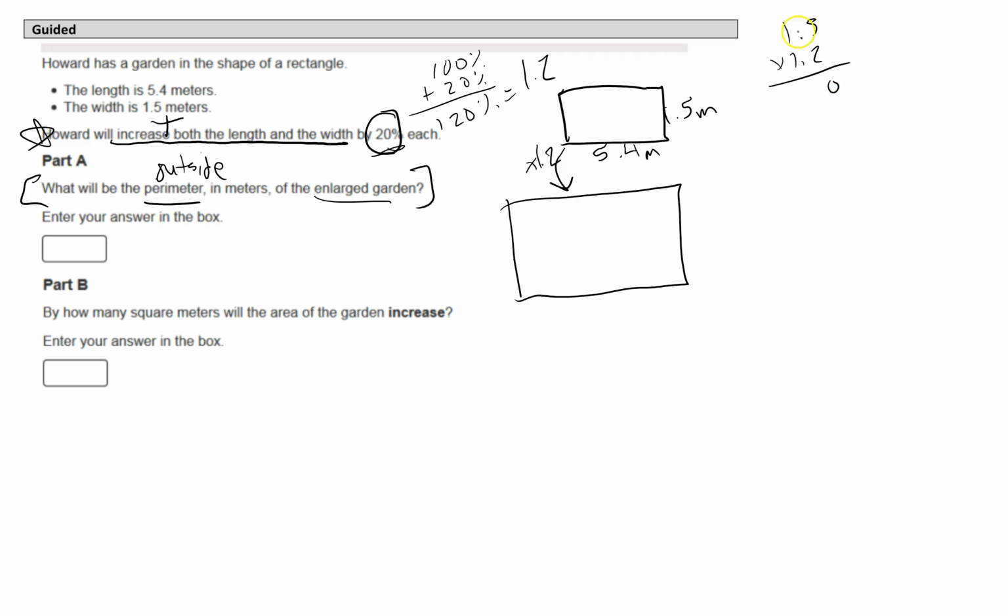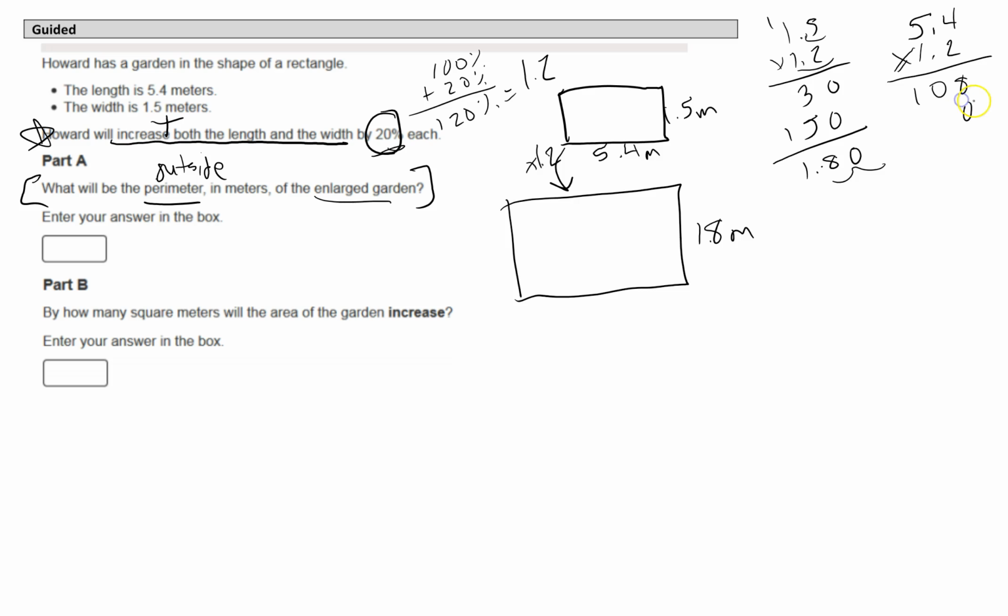1.5 times 1.2 is going to give me my new width. And make sure you're placing your decimal. We have two digits after the decimal, so we need 2 digits after the decimal. Our new height is 1.8 meters. And then our new width, still multiplying by 1.2 because that is our percent.